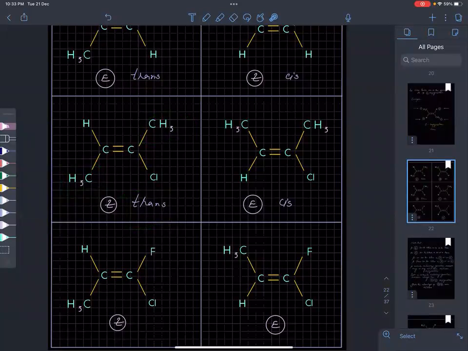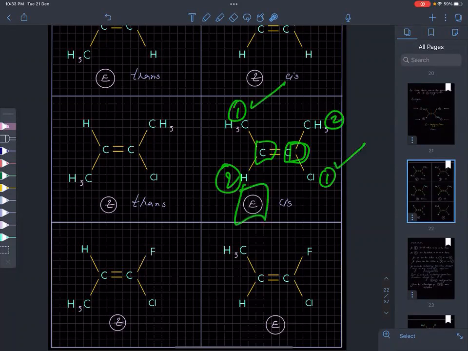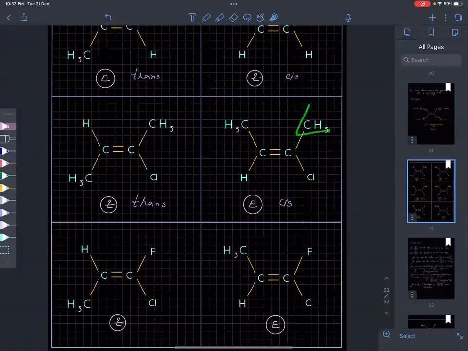Here, this is number one and this is number two for this carbon. For this carbon, this is number one and this hydrogen is number two. Number one is on the opposite side, that's why it is E. But because the same groups are on the same side, it is cis. So Z can be trans also, E can be cis also.